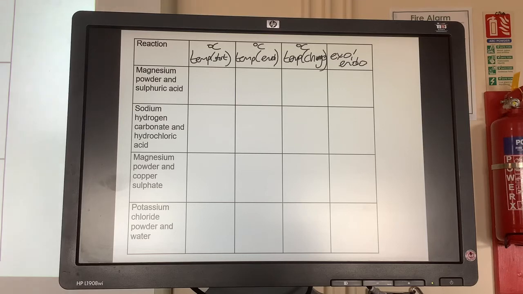How will we know if it's exothermic or endothermic? Well, if the temperature goes up, it is exothermic. If the temperature goes down, it is endothermic. So I want you to pause this video now and watch the video of that experiment.